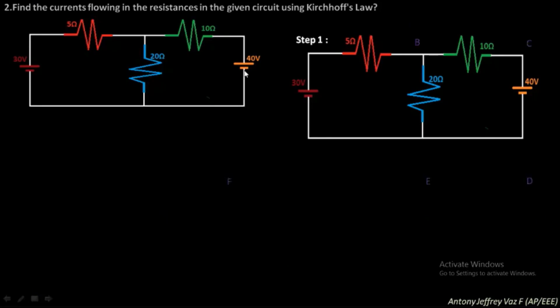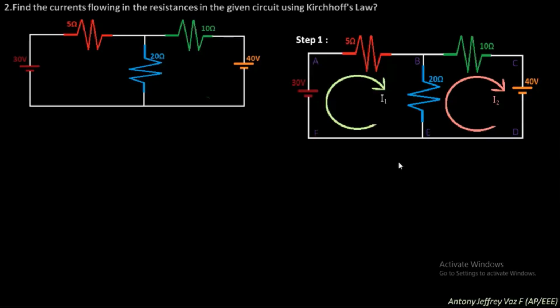I will tell you how this is made. Step 1, same: mark all the points A, B, C, D, E, F. Next, assume two currents in the clockwise direction. You should always assume the currents in clockwise direction. Please don't assume in reverse, anti-clockwise direction. Always assume the current in clockwise direction for all the problems given to you. Follow the same practice. Assume two currents I1 and I2 in two loops.